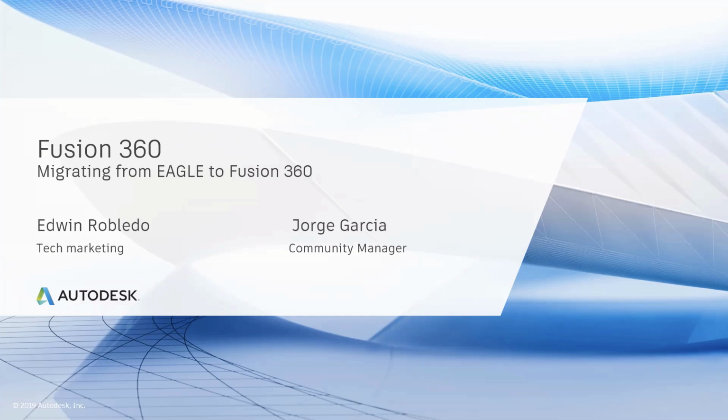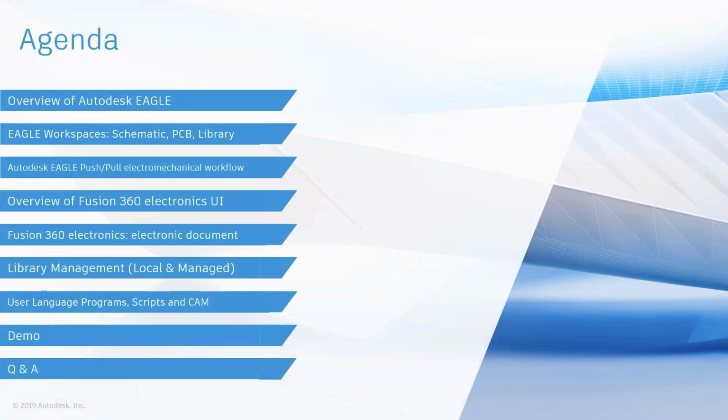We have a pretty aggressive agenda for today's presentation, so let me just go over it really quick. Today we're going to do a little overview of EAGLE for those of you that may not have worked with EAGLE in the past. We'll give you a brief explanation of the different workspaces available, the schematic and the PCB, and I'm going to show you a little bit of how the push and pull between EAGLE and Fusion 360 works and some of the limitations that we currently have.